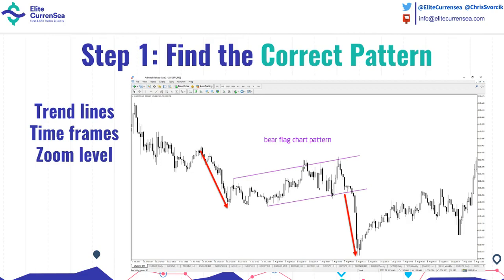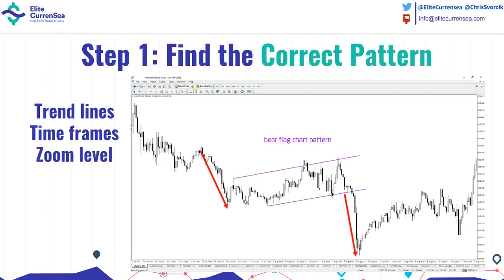We can use different time frames to find the best pattern. What I mean is that if you are looking at an hourly chart, but you don't see the entire pattern on the hourly chart, then it could be good to look at a 4-hour chart, so you do see the entire pattern. Or if the pattern is so small, just a couple of candles, then you better zoom in to see the pattern on a lower time frame, so you see more candles, you see more structure of that chart. This particular bear flag chart pattern with the purple lines is perfectly fine.